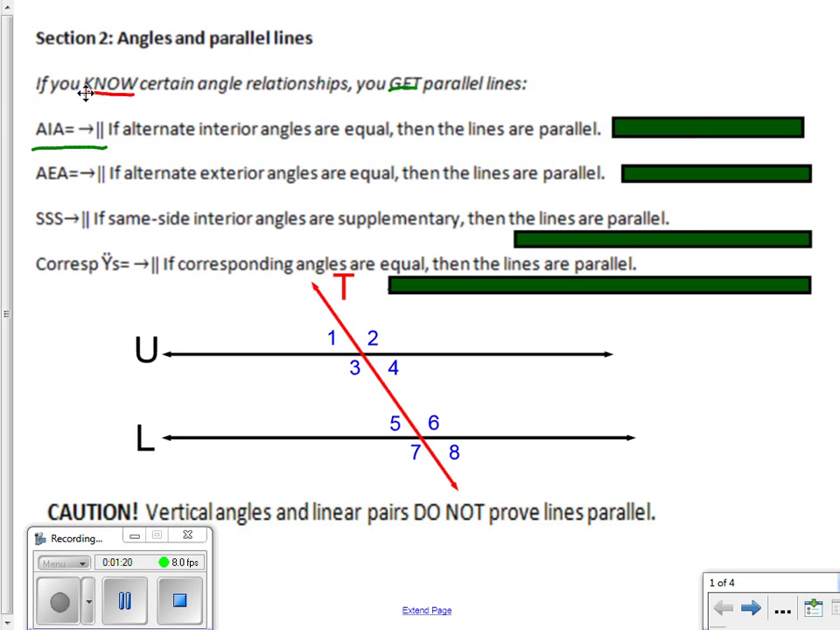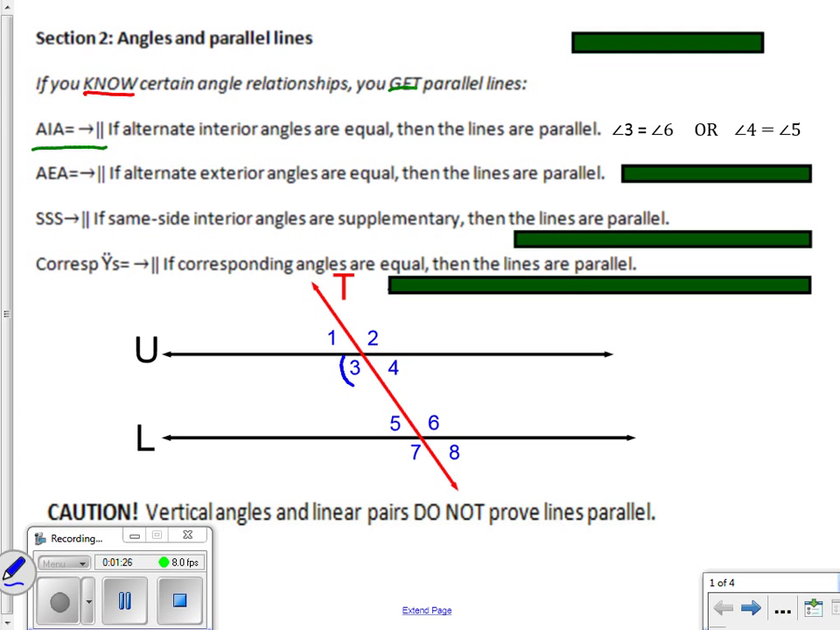If the alternate interior angles are equal, then the lines are parallel. So that's telling us if 3 equals 6, and 3 and 6 are alternate interior angles, if those are equal or congruent to each other, then line U is parallel to line L. If I said that 3 is 130 degrees and 6 is 130 degrees, then we'd say those are congruent, so line U has to be parallel to line L.